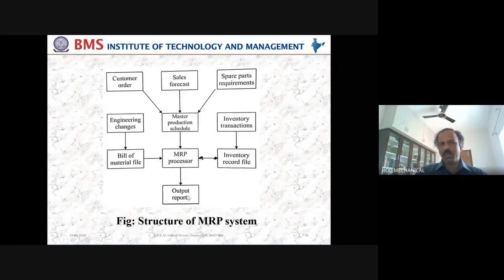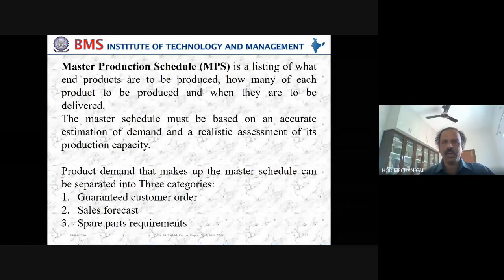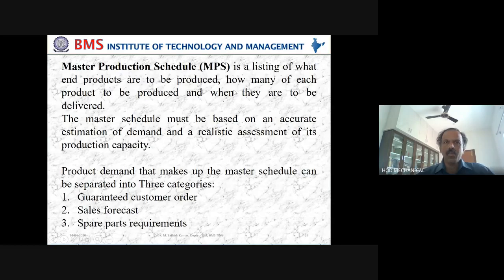Now we'll understand one by one what the MPS deals with, what the bill of material is, and what the inventory record file is. The first input to the MRP processor was the master production schedule, which is called MPS. MPS is basically a listing of what end products are to be produced.